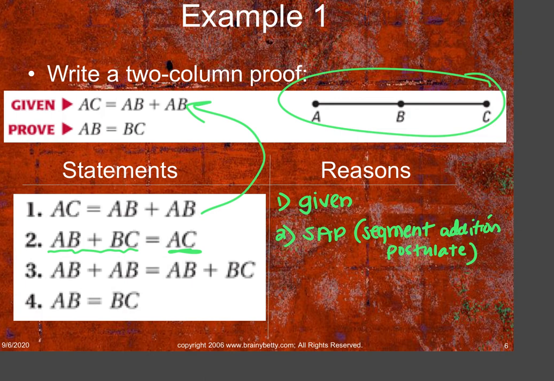All right. What would 3 be? 3 says AB plus AB equals AB plus BC. How'd you get there? Very close. So you took this statement, right? This part repeated, AB plus BC is here. But AC got replaced by AB plus AB. What's that called? When something is replaced by what it equals? Substitution.